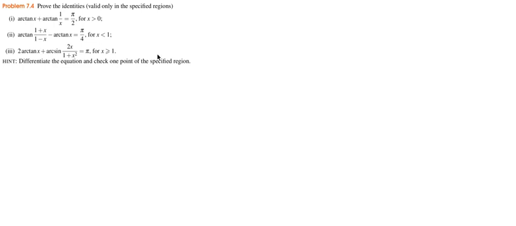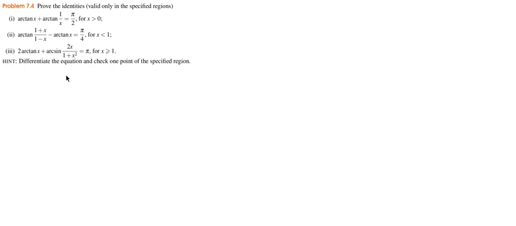So problem 7.4: prove the identities valid only in these specified regions. We have three identities regarding the arctangents and the arcsines and things like that. At first sight, you would maybe not know how to approach this, but then we're given a hint to differentiate the equation and check one point of the specified region. So what does this hint mean?